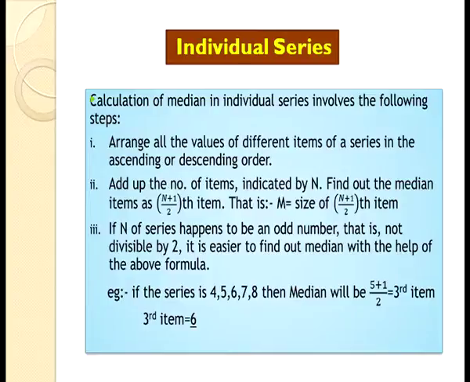If n of the series happens to be an odd number, that is, not divisible by 2, it is easier to find the median with the help of the following formula, that is (n plus 1) by 2. We will get the item value and we can easily find the median value.